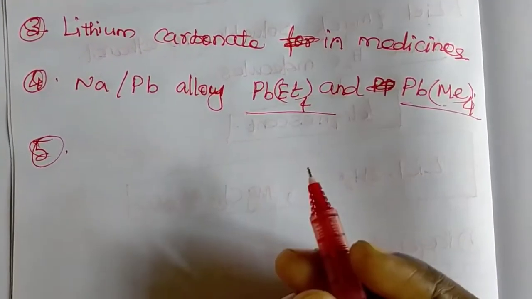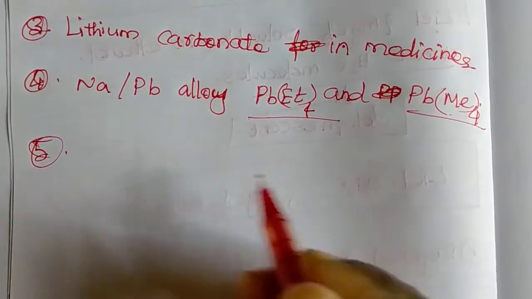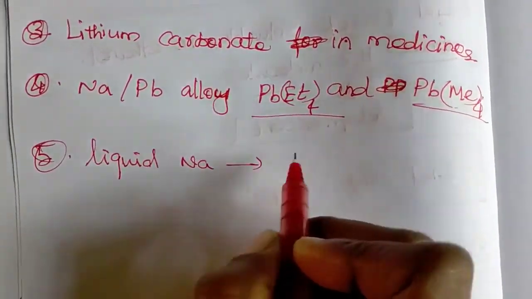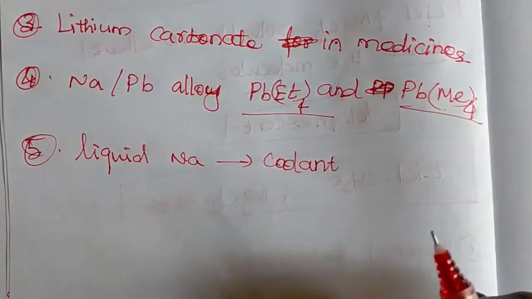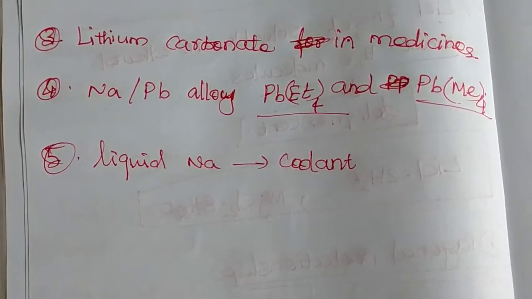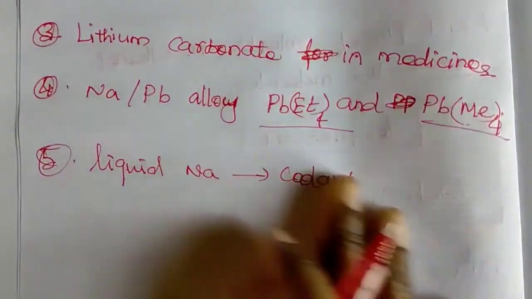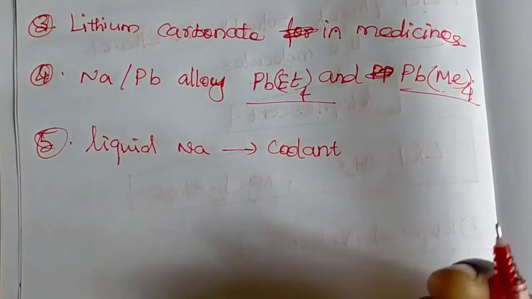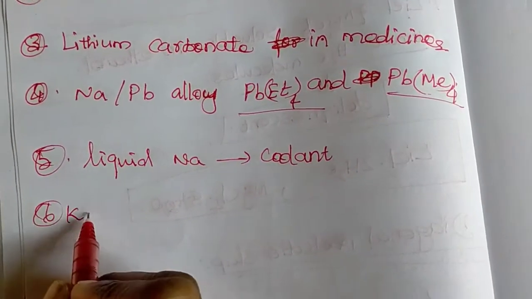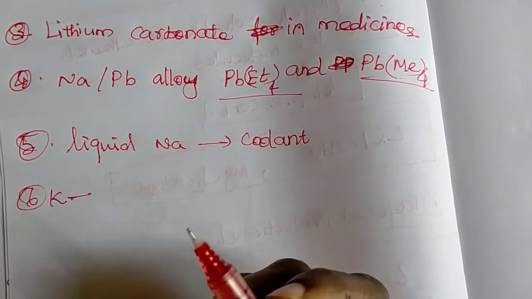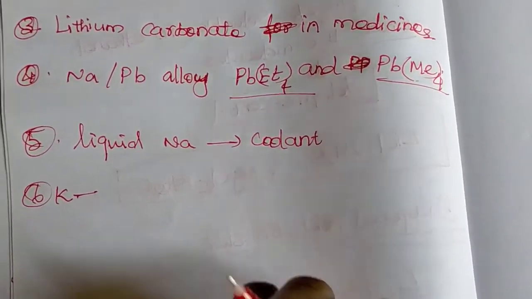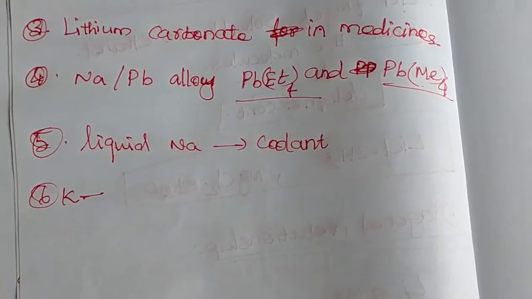Next use: liquid sodium is used as a coolant in the fast breeder nuclear reactors. The fast reaction which is kept in the nuclear reactor needs liquid sodium as a coolant to absorb all the heat produced in the reactor. And potassium plays a vital role in the biological system in the potassium-sodium pump.